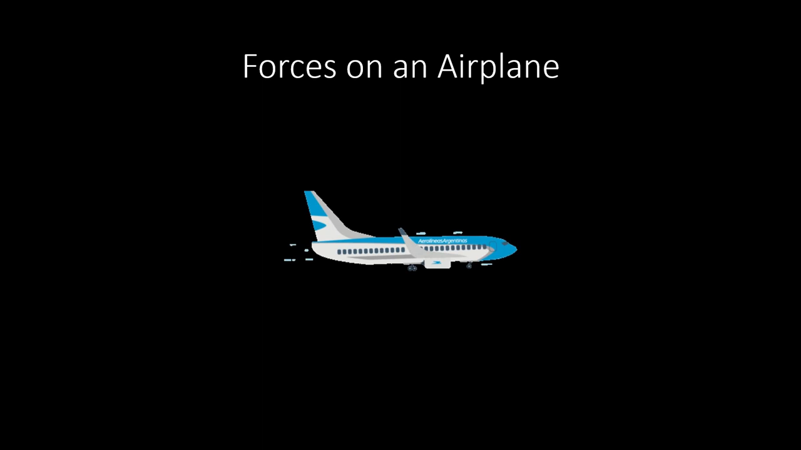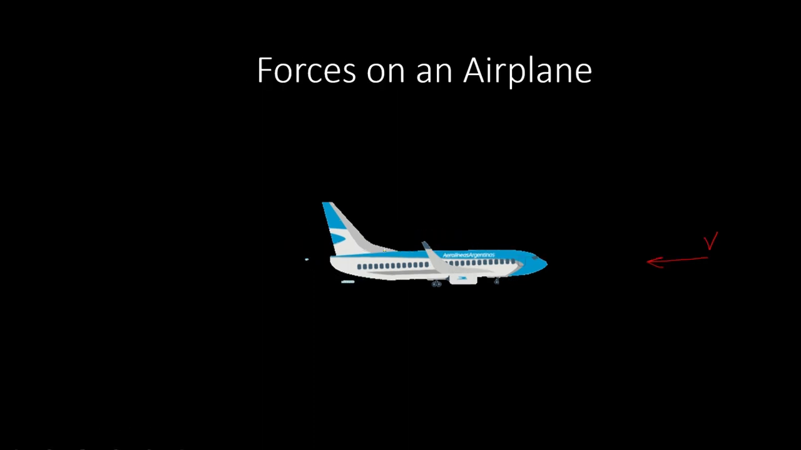So to start with, let us consider a very simple case. Let us consider an airplane which is cruising along a horizontal path. So if it is cruising along a horizontal path, it will be facing air at some velocity v. In such a situation, there will be four forces acting on the airplane: weight acting downward, lift acting upward, thrust acting forward, and drag acting backward. So lift and weight will be acting in vertical directions, thrust and drag will be acting in horizontally opposite directions.